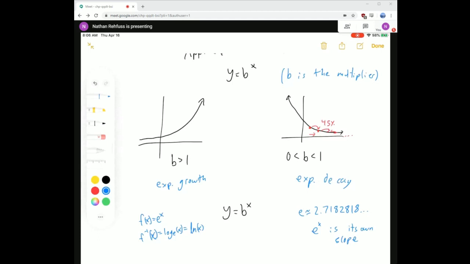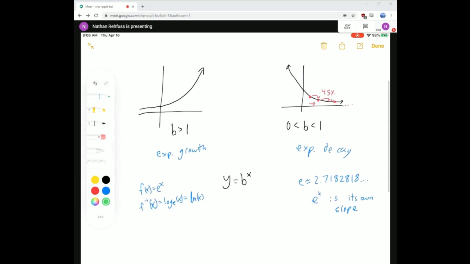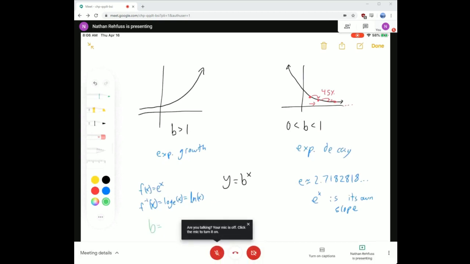So e to the x and natural log of x undo each other. And what that gets us is a very nice property that when I say y equals b to the x, well, b is the same as e to the power of the natural log of b. Not x, b. Because if I put b into the natural log, that gets me a number. But when I put that number into e to the x, it undoes the natural log because they're inverse functions. That's what they do, is undo each other. And then I have my original input back. So then I get b back.